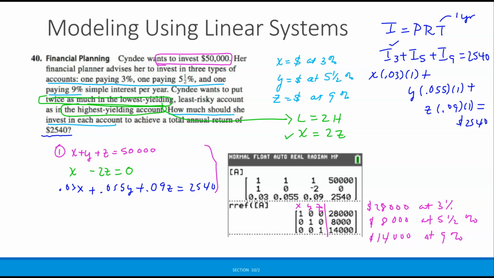Okay, and just a quick check. Cindy wanted to invest 50,000. If we were to add all this up, 28 and 8 would be 36. 36 and 14 would be 50,000. So that's kind of our first check that everything was pretty good. Then we wanted twice as much in the low yield. So here's the high yield, 14,000 times 2 would be 28. That would be twice as much in the low yield as in the high yield. So just a quick visual: does my answer make sense?